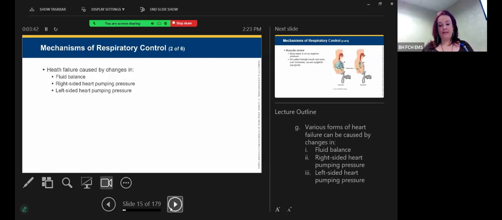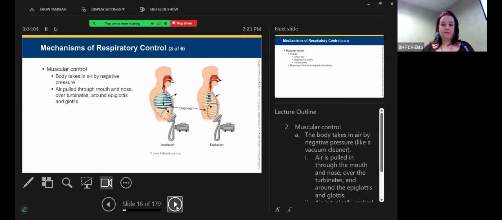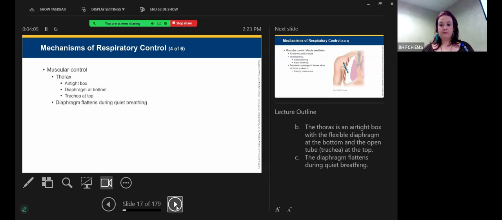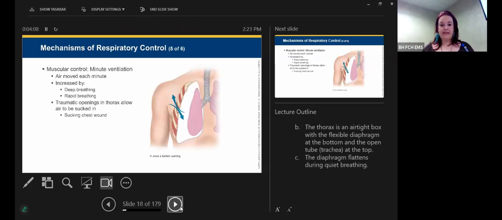All right. We know the mechanisms of respiratory control. Various forms of heart failure can be caused by changes in fluid balance, right-sided heart pumping pressure, and left-sided heart pumping pressure, which is what we talked about earlier with Cash, with his mitral valve and his tricuspid. Everybody knows what the thorax is.